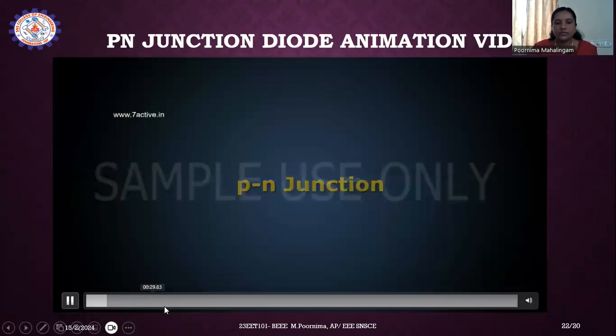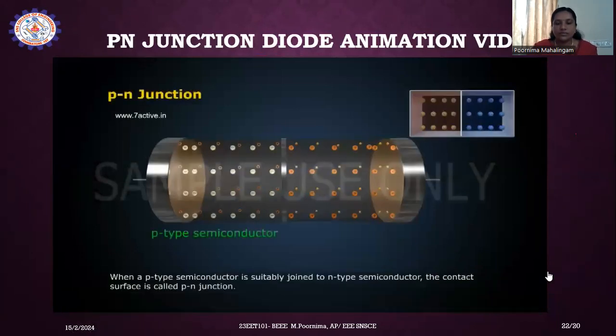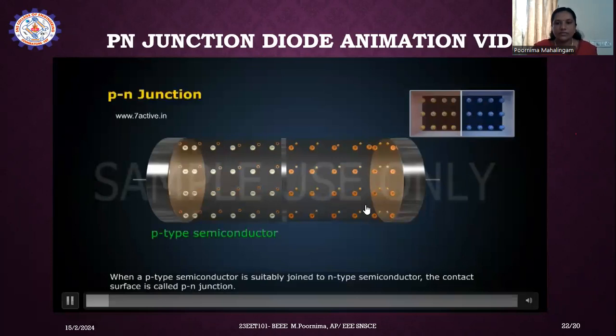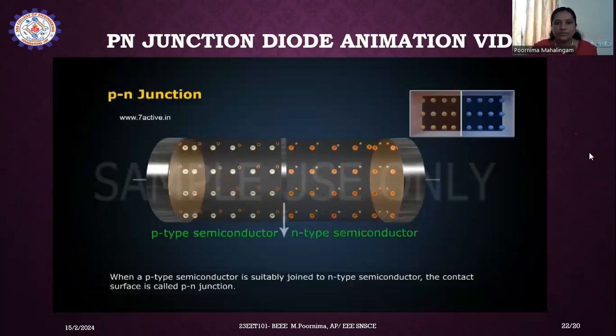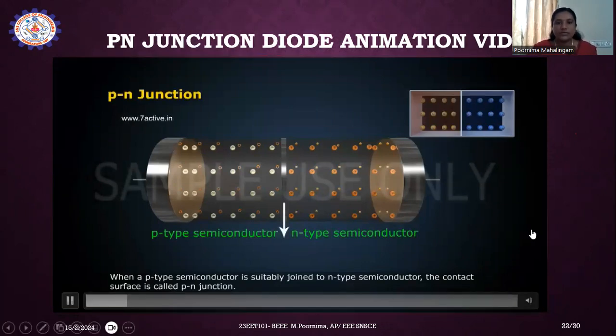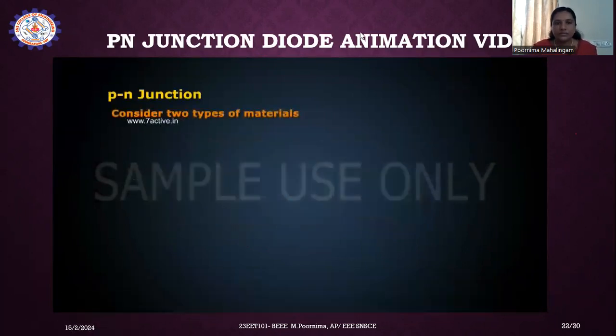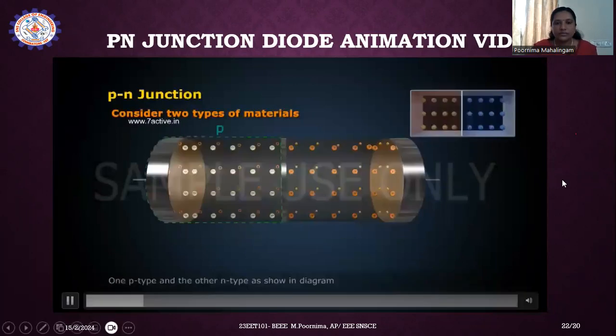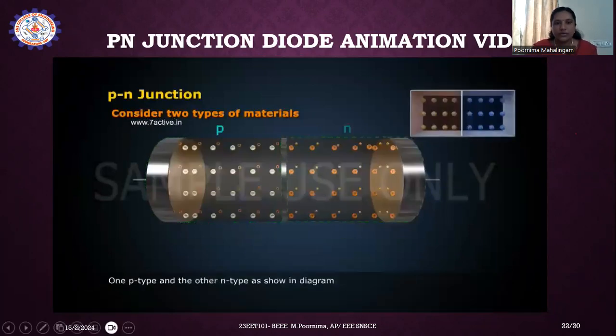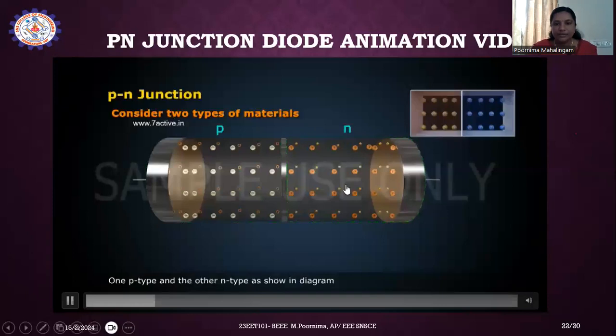PN junction: when a p-type semiconductor is suitably joined to an n-type semiconductor, the contact surface is called a PN junction. Consider two types of materials, one p-type and the other n-type. We can see this in the diagram.